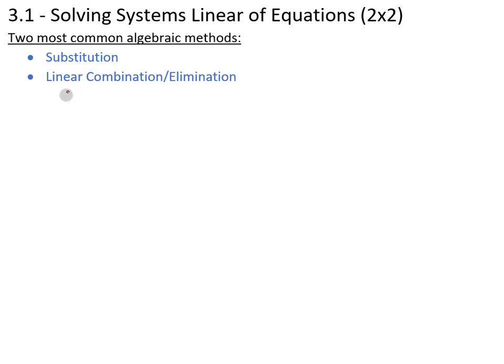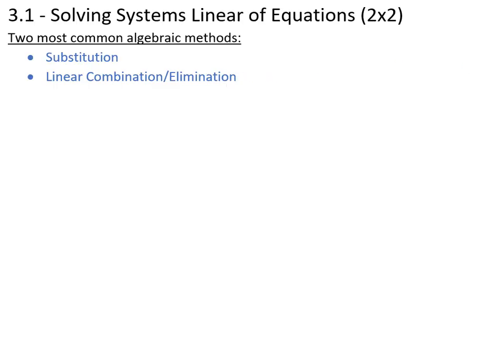All right, in this section, we're going to talk about solving systems of linear equations, specifically when we have two variables and two unknowns. So we call that a 2x2 system. The two most common algebraic methods that we use are the substitution method, and then what's sometimes referred to as either linear combination or the elimination method.